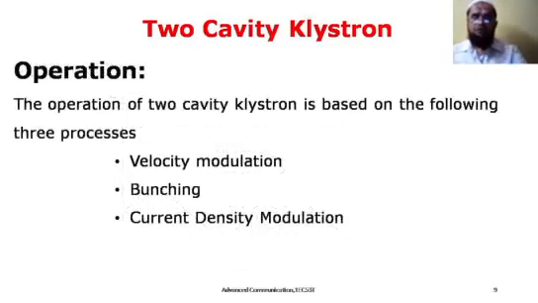So what is the process of bunching of electrons? Is velocity modulation clear, or do I need to explain again? I want a reply. Is velocity modulation clear? Should I say it once more? Please explain once more, sir.